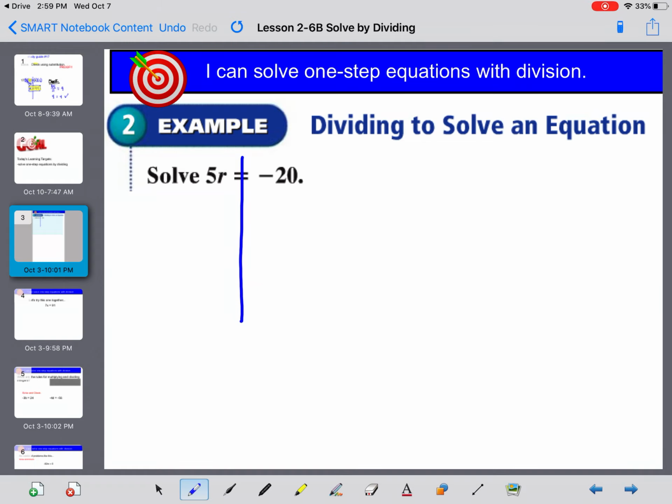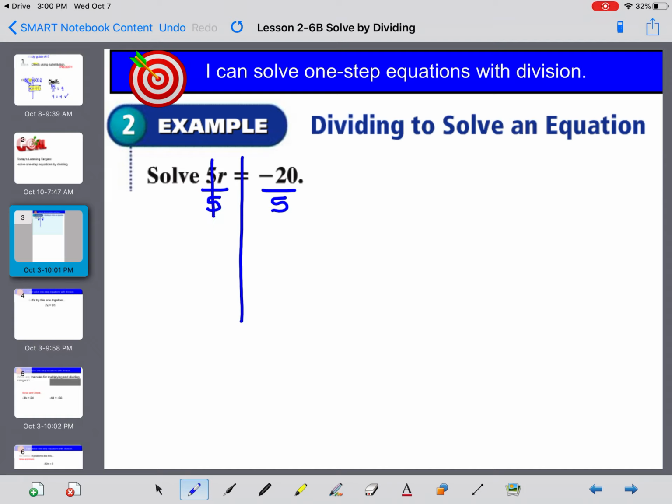Then I look at the side with the variable. In this case, it's the left side, 5r. When I have a number standing next to a variable, that indicates multiplication. So ask yourself, what is the inverse of multiplying? Hopefully you came up with division. We do not write divide like this. Instead, we're going to get used to using the fraction bar to indicate division when you're solving equations. So I would like you to write divide by 5 like this.